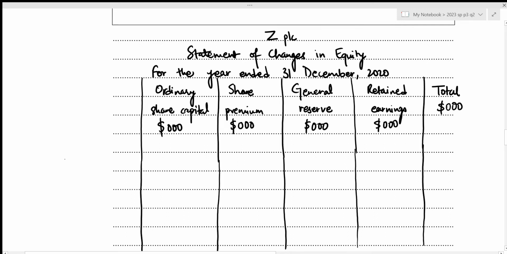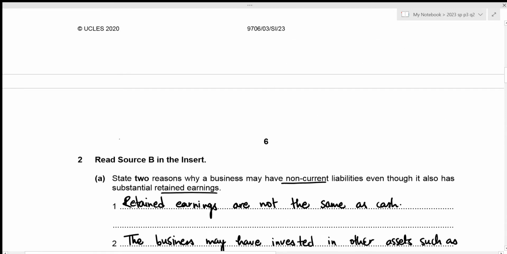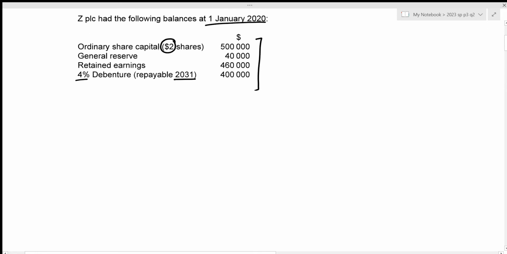Okay, now we can start with our opening balance, which will be at the date of 1st January 2020. And information regarding this was given at the beginning of this question. So we're just going to copy that amount. Right here, we can see that our ordinary share capital is of 500,000, general reserve is of 40,000, and retained earnings is of 460,000. And this is debenture, which we do not include in our statement of changes in equity, so we can just ignore this for now.